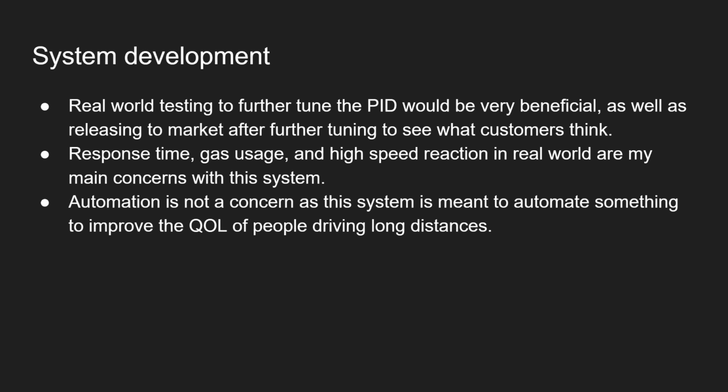Now, some of the concerns would be response time, gas usage, and high speed reaction within the real world. Regarding the high speed reaction time, it's essentially just those higher speeds. How fast is it able to react from changing from 80 to 85 to 90 or anything like that, or even just very large jumps? Does it have a fast enough response time? Are people okay with the response time on that?